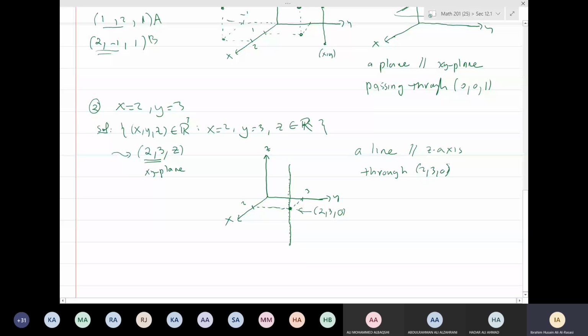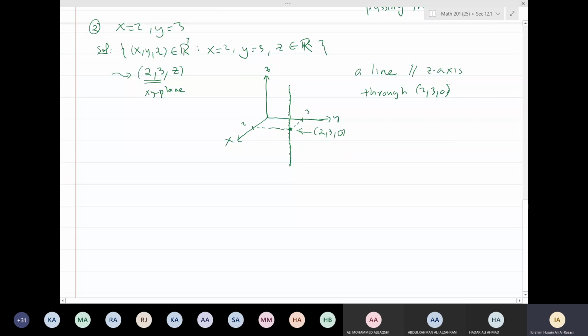So if 2 numbers are fixed, you get a line. If 1 number is fixed, you get a plane. Okay, is it clear? Yes, clear. Let's go to a harder one.